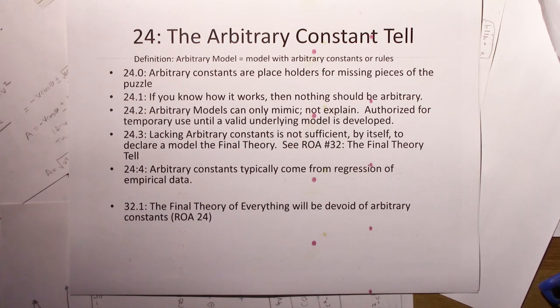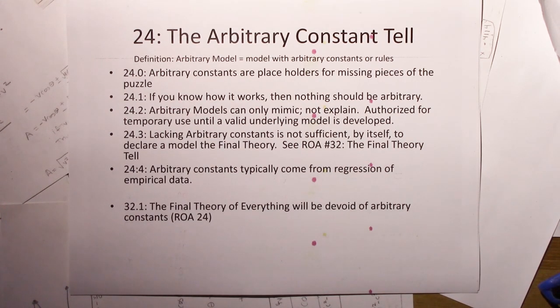So let me wrap up. Rule of acquisition 24. The arbitrary constant tell. 24.0. Arbitrary constants are placeholders for missing pieces of the puzzle. In other words, if you know how it works, then nothing should be arbitrary. Arbitrary models, and those are models that have arbitrary constants or rules, can only mimic natural phenomena. They cannot explain it. However, they are authorized for temporary use, mostly by engineers, until the physicists develop valid underlying models. Okay, so really only in the field of engineering should empirical models that use arbitrary constants be used.